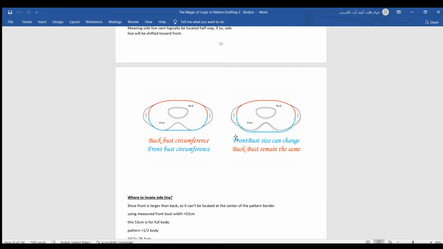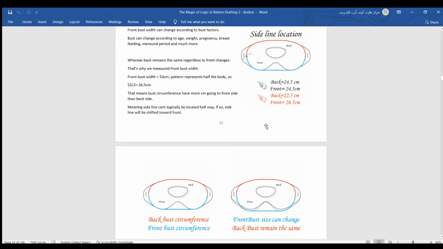because the bulk of the meat was located on the back side of the body. So the back circumference was much larger than the front. But for the top, it's the opposite. It's the front that has the bulky tissue compared to the back. The front has more than the back.